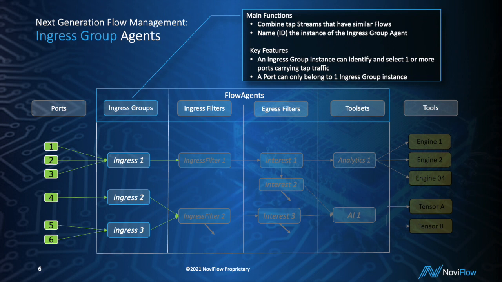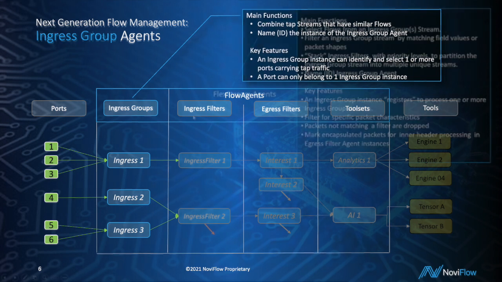So this is using an Ingress group, and we've used it to combine these 3 ports, and the client is calling it Ingress 1. You could call it Snap, my name of my dog. It's up to him. So these are 3 instances of this type of agent in there. Okay, and then a limitation, because we get this asked all the time: a port can belong to only one Ingress group. So, all right, the next one.